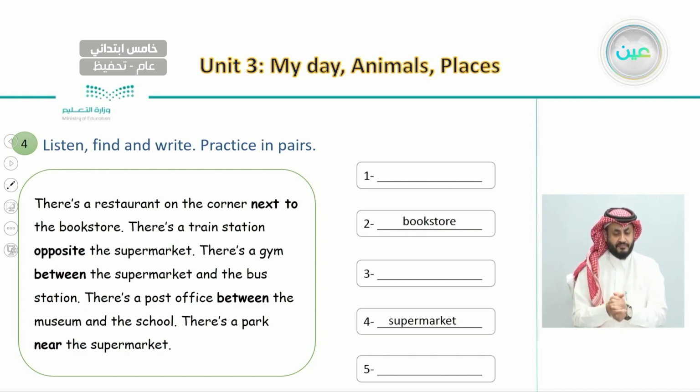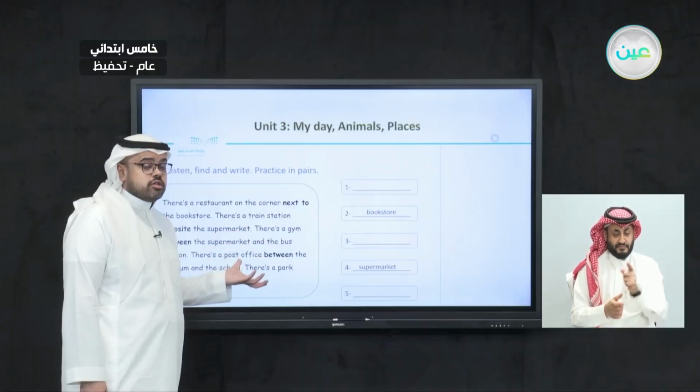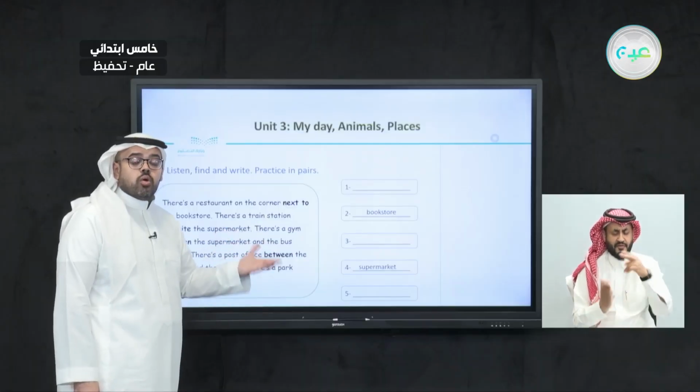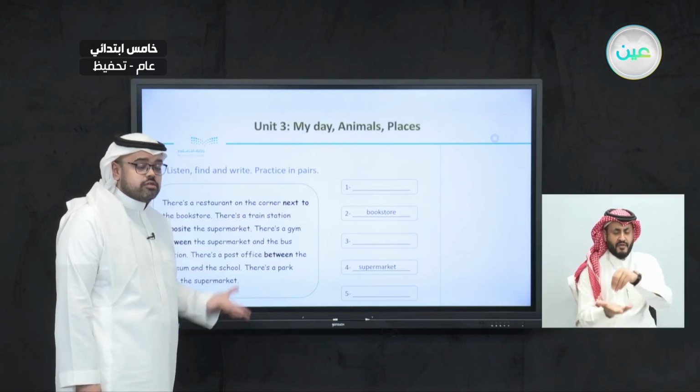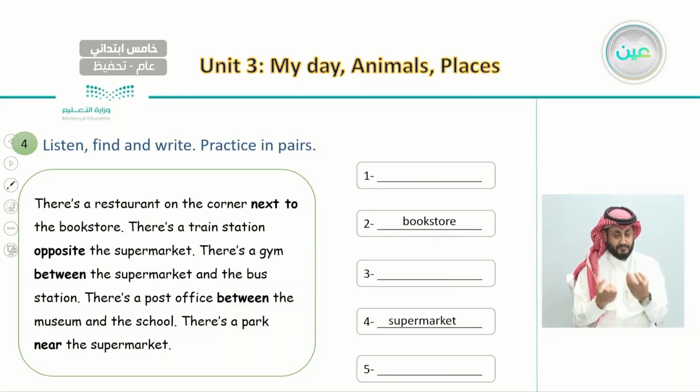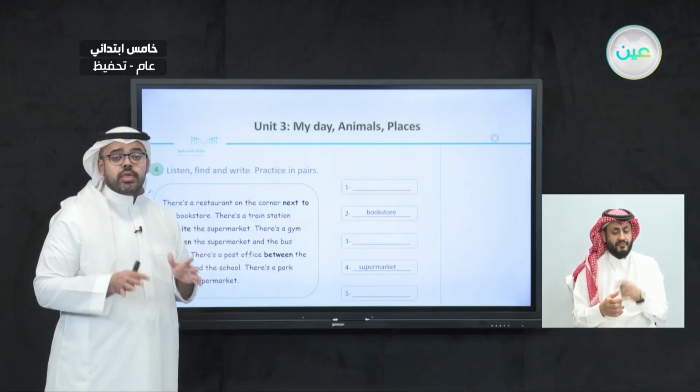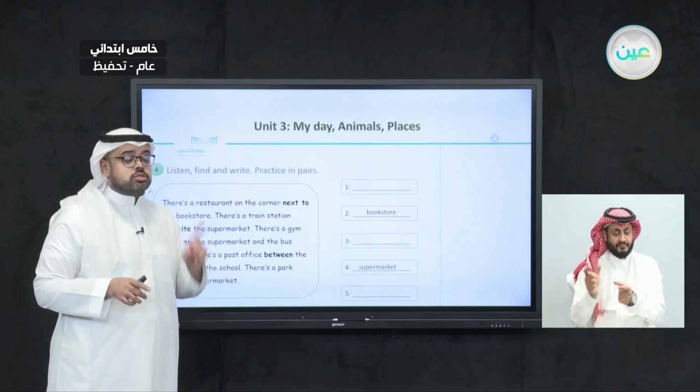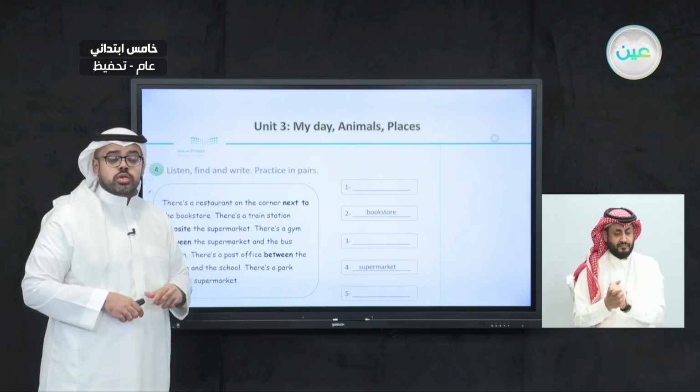Very well. So now here we did listen to this text and got to know what the places we have are. We said we have a restaurant, a train station, a gym, and also a bus station, a post office, a museum, a school, and a park. So all we have to do is write them and put them in the right order. And to do this, let's start with number 1.